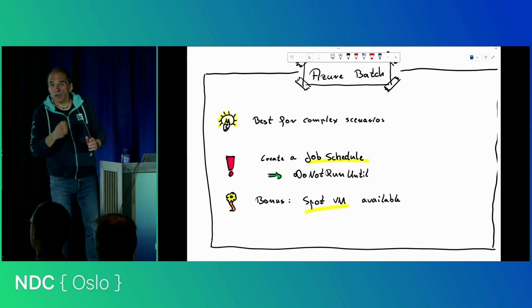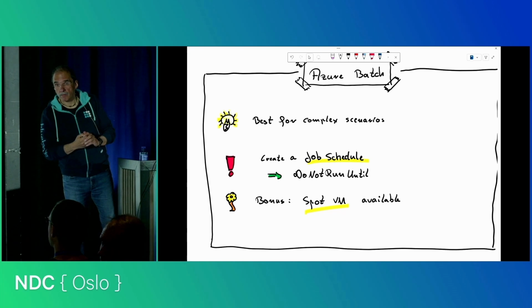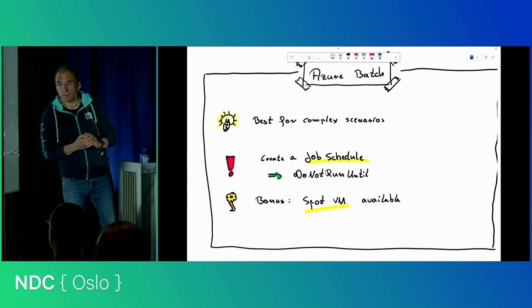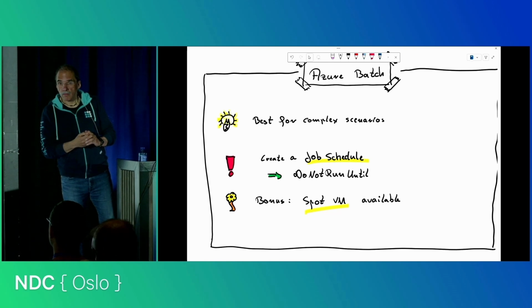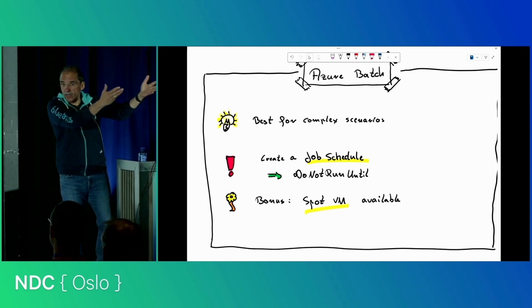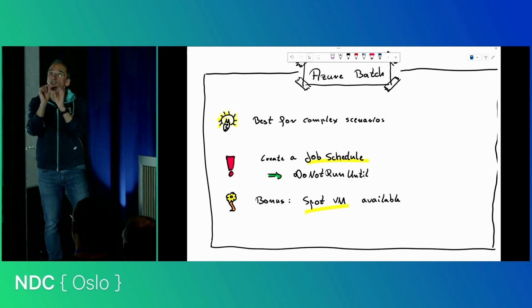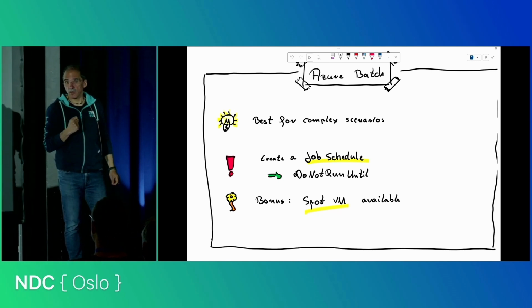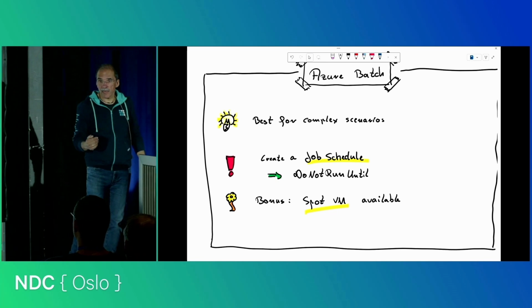Question: the script you just ran, is it for the location where the VM is placed, or where the resources are? Where the grid is, where the electricity is used. Okay. Yeah, so currently backend.